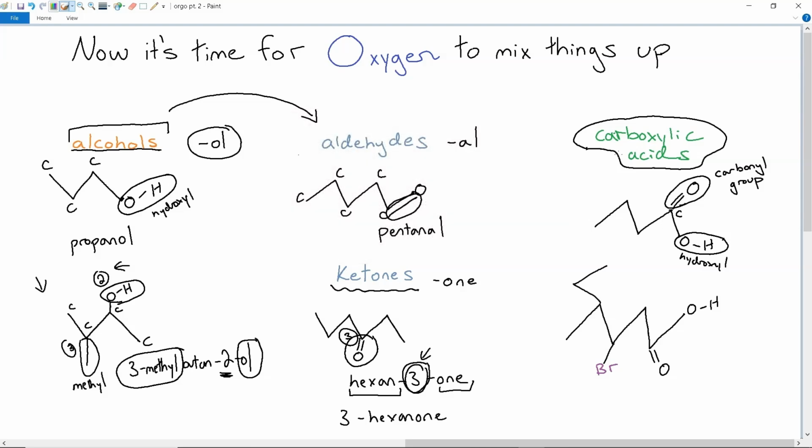Thankfully for us, the naming isn't too bad. All we need to do is add the suffix oic acid. So let's see how many carbons we have on the main chain. We've got 4, and then we have our carbonyl group and our hydroxyl group. So this is going to be called butanoic acid.